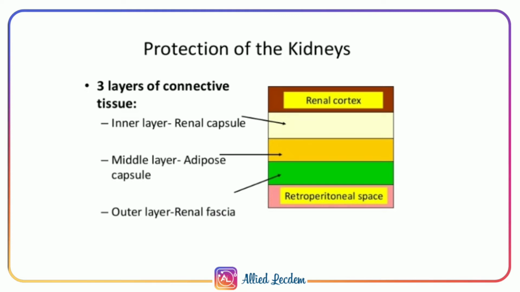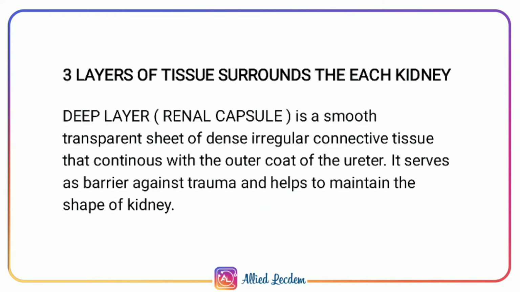Protecting layers of the kidney. There are 3 layers of connective tissue. The inner layer is renal capsule, middle layer adipose capsule, outer layer renal fascia. Let's see in detail about the layers. Deep layer is renal capsule. It's a smooth sheet of dense irregular connective tissue continuous with the outer coat of the ureter. It serves as a barrier against trauma and helps to maintain the kidney shape.